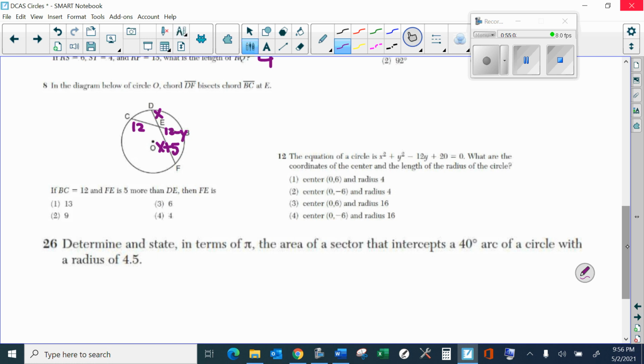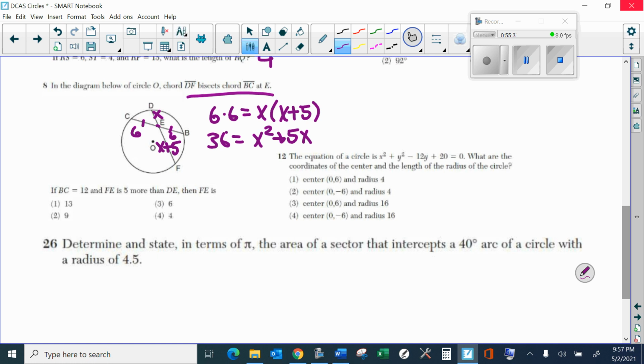Oh, in the diagram below, chord DF bisects chord BC. Oh, bisects, that's the key. It bisects BC, so that means it splits in half. Because BC is 12, then each of these is 6. That's why. Okay, so I have 6 times 6 equals x times x plus 5. Gotta read all the directions. Okay, so I have 36 here equals x squared plus 5x.